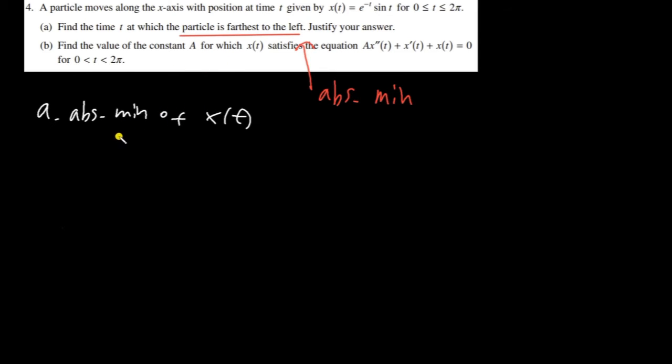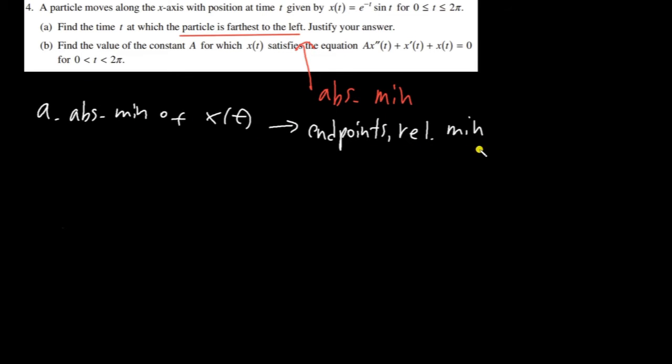Well, when we want to find the absolute minimum, we're looking at two things. First, we're looking at the endpoints. And then we're also going to be looking at relative minimum. So we'll find all the endpoints and we'll find all the relative minimum. We'll start with the relative minimum first because it's harder.